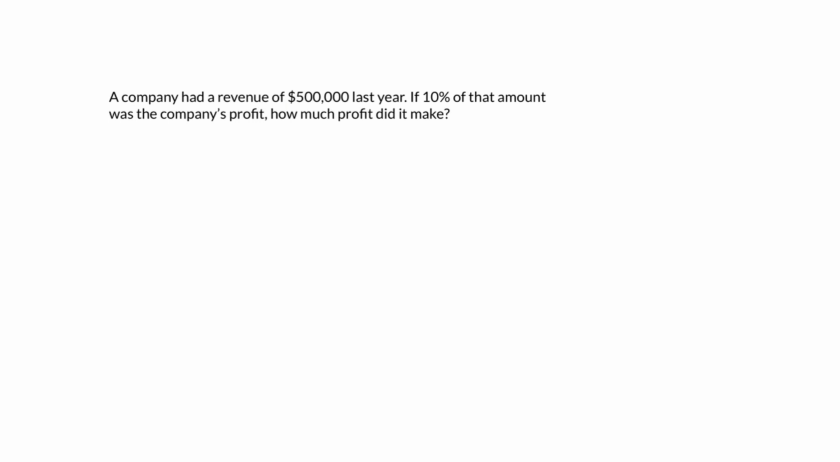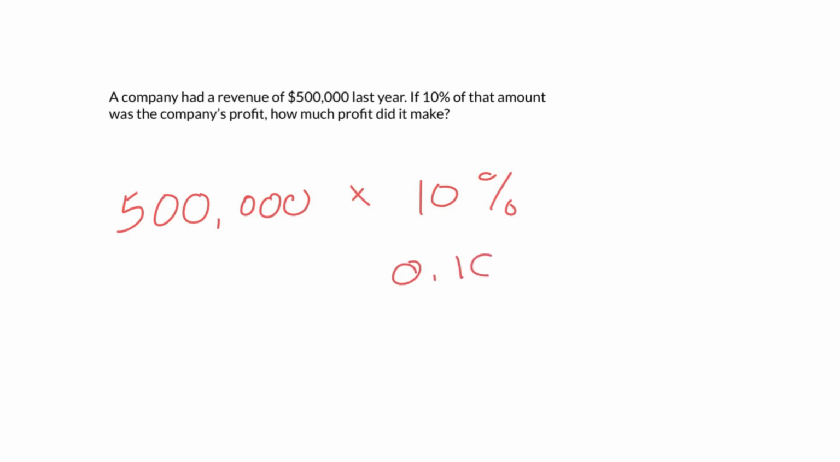500,000, but I'm not comparing 2 numbers here. Instead, because I've been given a percentage, I can just go ahead and multiply 500,000 times 10%, which, remember, we can either express as a decimal, which is 0.10, or I can multiply by the fraction 10 over 100. Either way, this will give me 50,000 as I do the math.